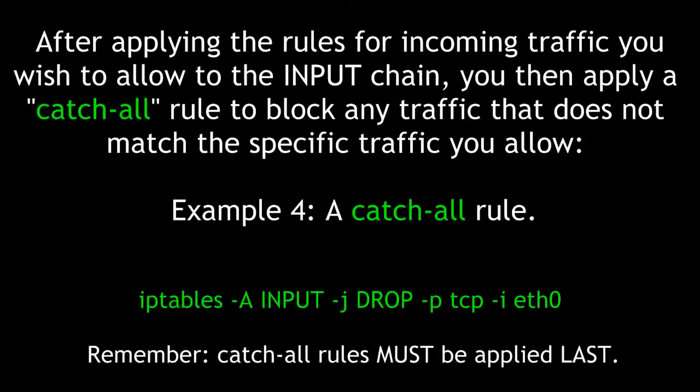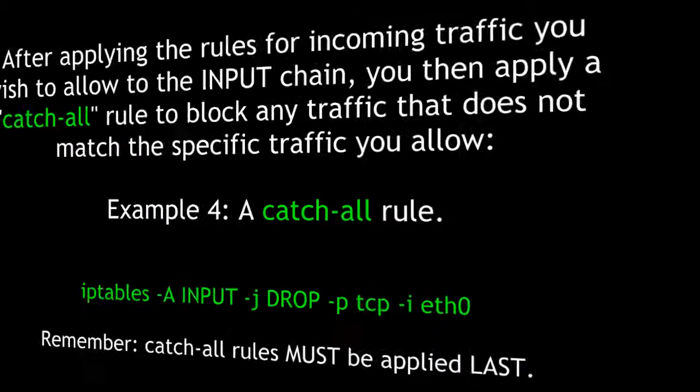After applying the rules for incoming traffic you wish to allow to the input chain, you then apply a catch-all rule to block any traffic that does not match the specific traffic you allow. Example of a catch-all rule. iptables, -A to add or append the rule, INPUT to specify the built-in chain, -j to specify the action, in this case DROP, -p the protocol, Transmission Control Protocol, -i the interface, and eth0. Now remember, catch-all rules must be applied last, so after I applied all my other rules allowing specific traffic, I would then finally apply the last rule, my catch-all, denying or dropping all other unspecified traffic.